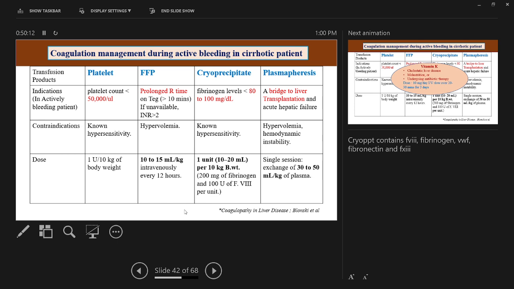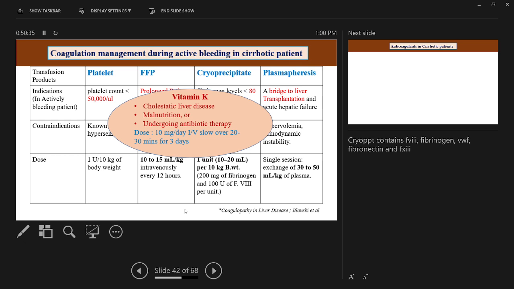Other therapies that can be tried are plasmapheresis, which acts as a bridge to liver transplantation and can produce a good response in acute hepatic failure patients. Again, the contraindications are hypervolemia and hemodynamic instability. It is a single session, and an exchange of 30 to 50 ml per kg of plasma is done.